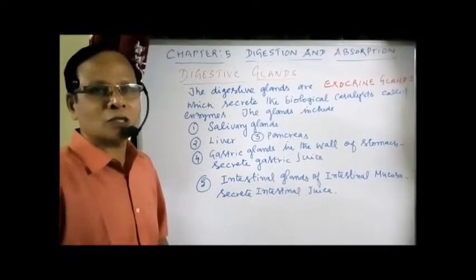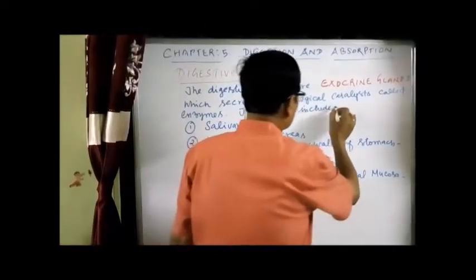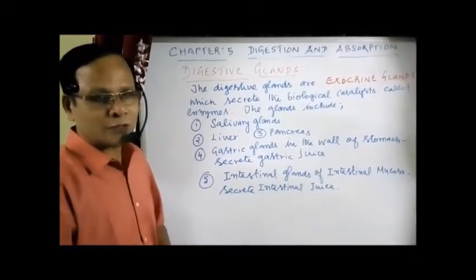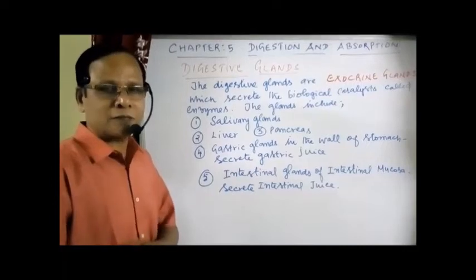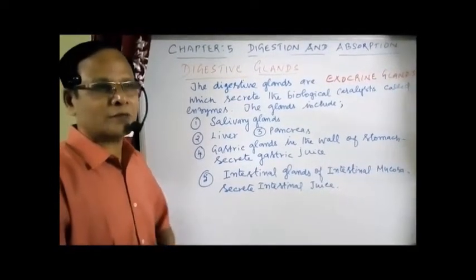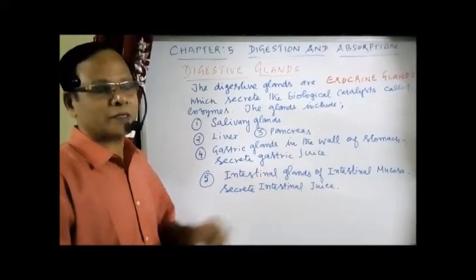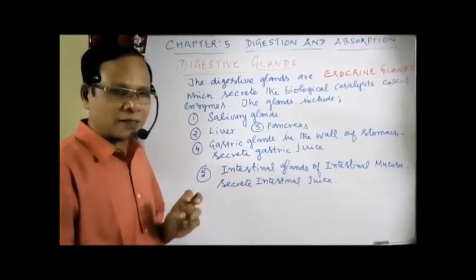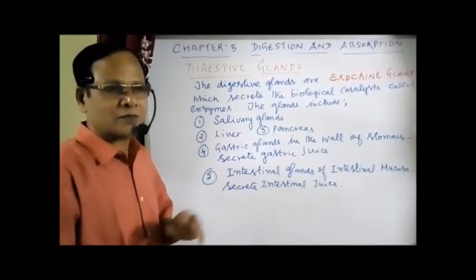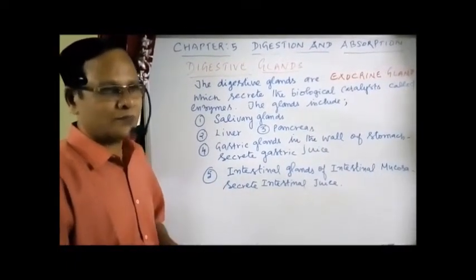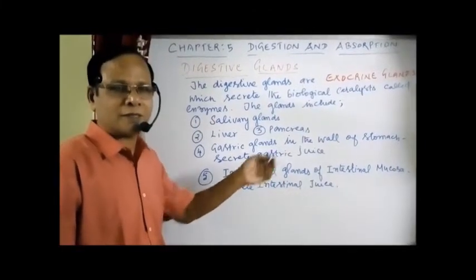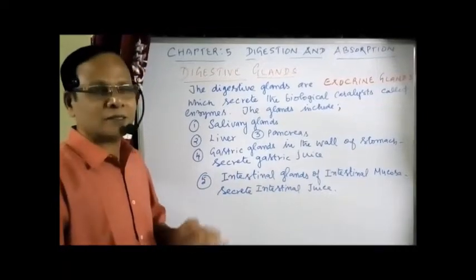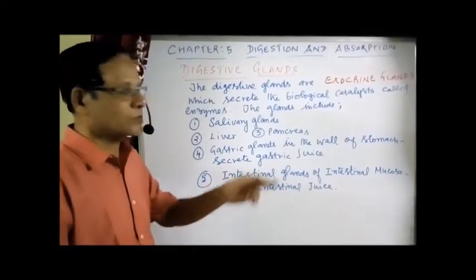What are the glands included? The glands include, number one, the salivary glands in the oral cavity. Number two, the liver, present on the right side of the abdominal cavity, you'll see. Number three, pancreas. Then four, the wall of the stomach has glands called gastric glands, otherwise called gastric pits, which secrete the juice containing the enzymes called gastric juice. Now the last one, the intestinal glands of the intestinal mucosa.